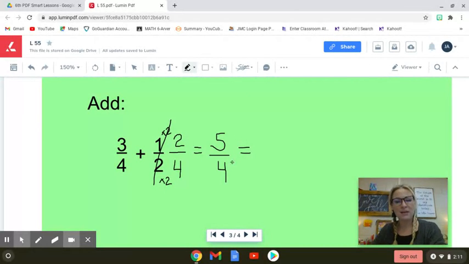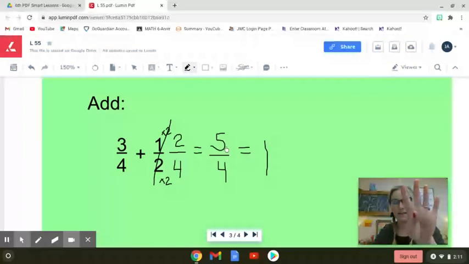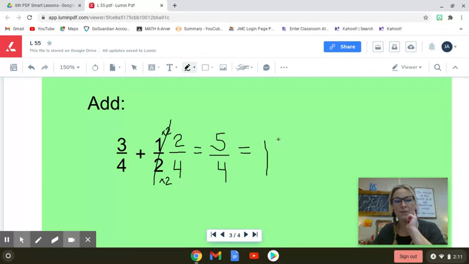So we're asking ourselves, how many times can 4 go into 5? 1. So 4 times 1 is 4. 1 away from 5, we have 1 left over. Our denominator stays the same. Our final answer, after all of that combining, is 1 1/4.